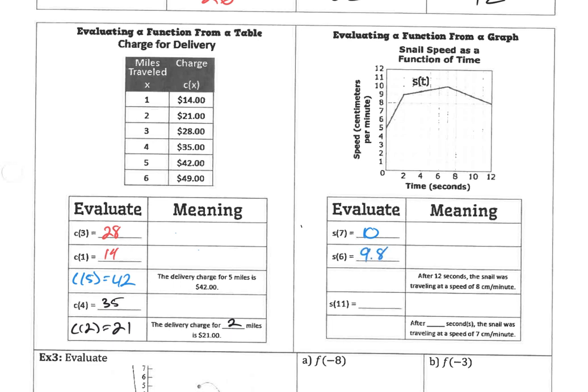And again, for a meaning, we'd say that after 6 seconds, the snail is traveling at a speed of 9.8 centimeters per minute. All right, looking at our next example, again, we're going backwards. We have our meaning, our description. We want to go backwards and write the notation.